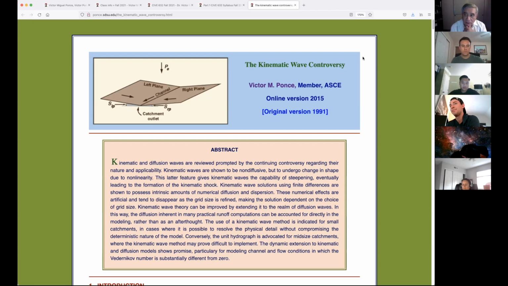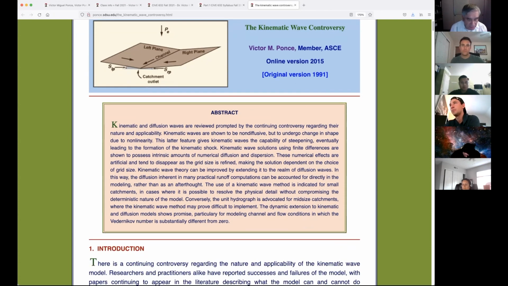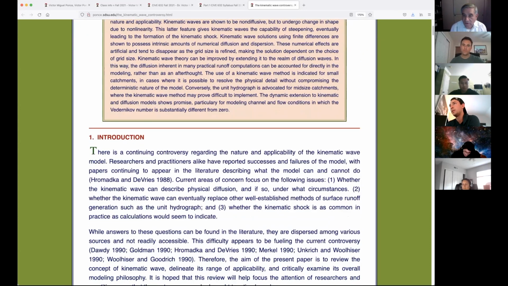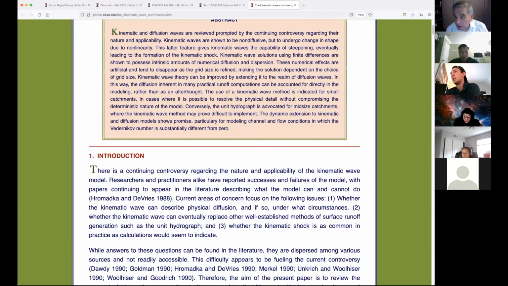Well, it turns out that in the year 1988, there was a paper that was published in the hydraulic division. Okay, and I'm going to read from our paper. There's a continuing controversy regarding the nature and applicability of the kinematic wave. Researchers and practitioners alike have reported successes and failures of the model, with papers continuing to appear in the literature describing what the model can and cannot do.